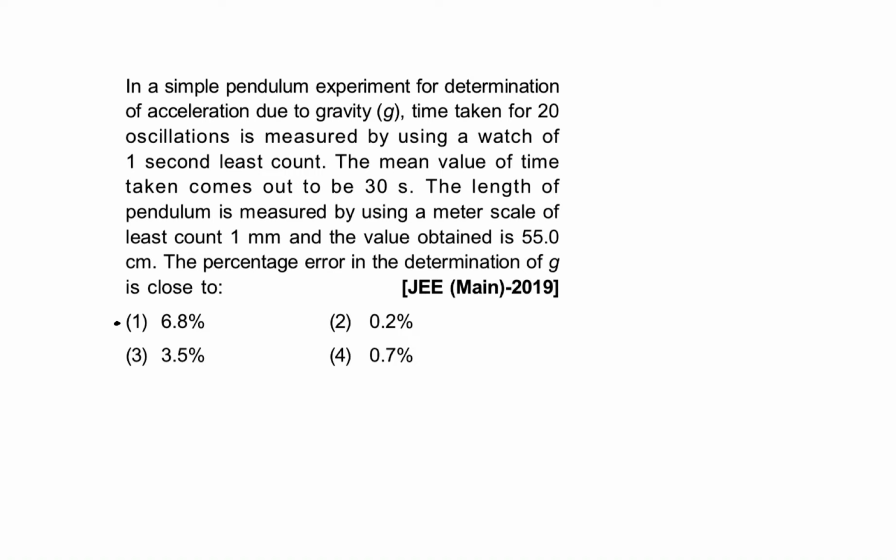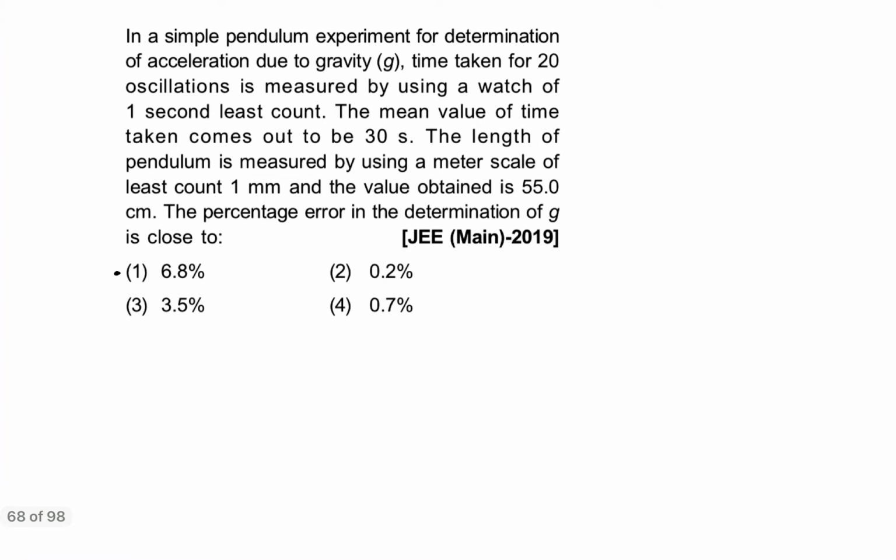Next one, you can see the next question: in a simple pendulum experiment for determination of acceleration due to gravity g, time taken for 20 oscillations is measured using a watch of 1 second. According to the question, 1 second is the least count in time. We can write delta T is equal to 1 second. The mean value of time taken comes out to be 30 seconds, nothing but time T is given as 30 seconds.